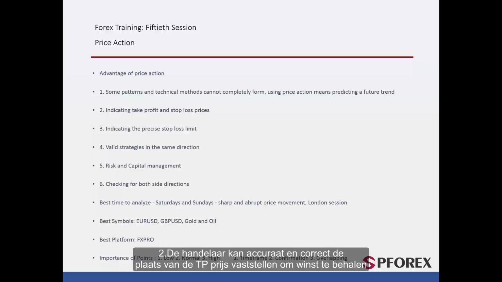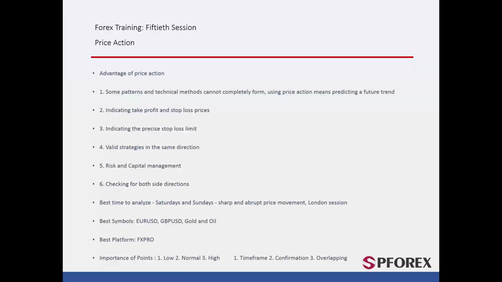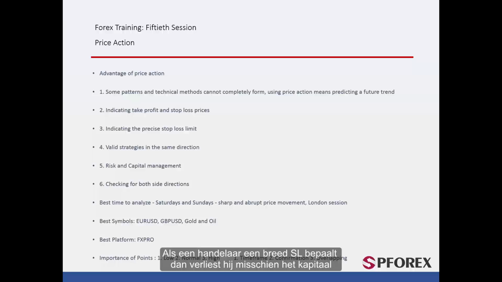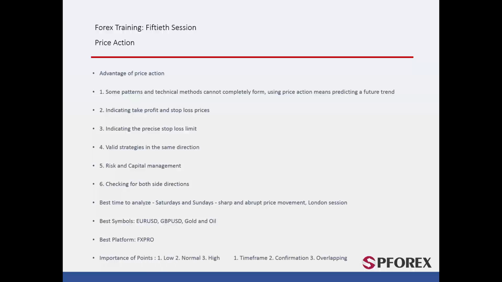Secondly, a trader can determine the accurate and correct place of the TP price to derive a rational profit. Thirdly, a trader can specify the exact place of the SL price. If a trader determines a wide SL, then it might perish all of the capital. If a short SL price is selected, price may reverse its direction towards the desired TP price after it touches the SL price, so the order is closed with a loss. SL price can be spotted precisely.